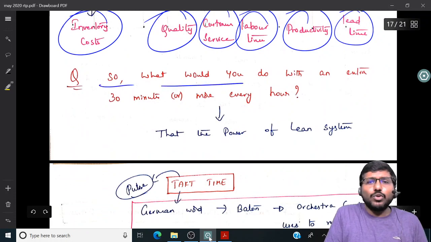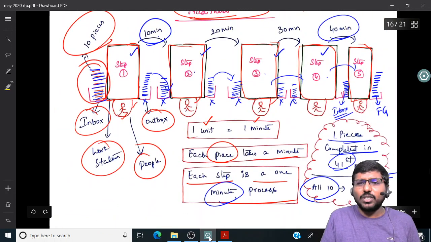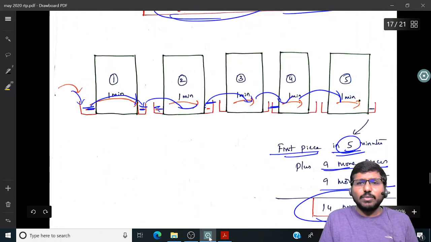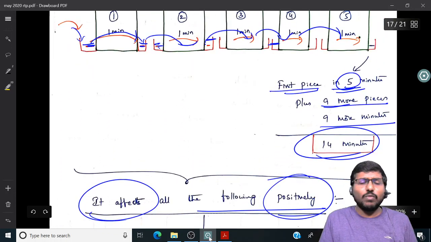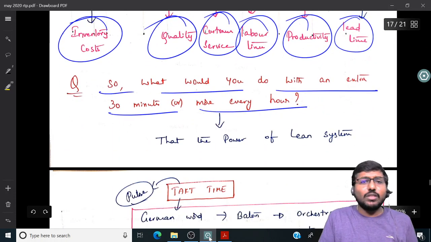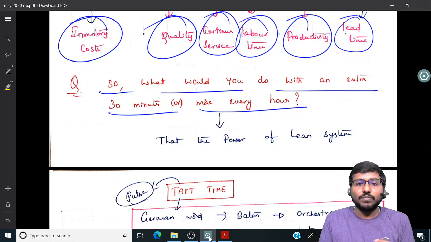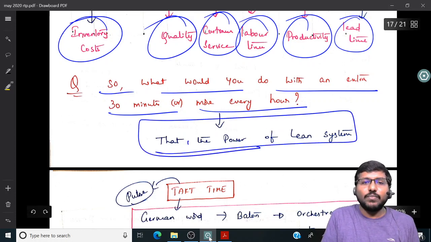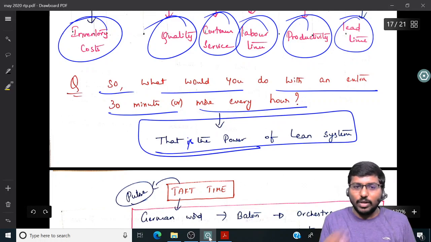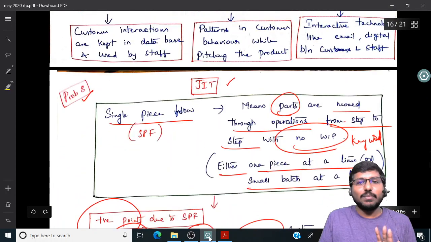So, what would you do with an extra 30 minutes or more every hour? Correct? Because as per traditional, it was taking 50 minutes. As per one piece flow, it is taking only what? 14 minutes, which means literally you're saving 36 minutes. So, what would you do with 30 minutes every single hour? Look at the impact of one piece flow. That is the power of the lean system. Are you able to understand? That's the concept. I hope you guys have understood this concept clearly.